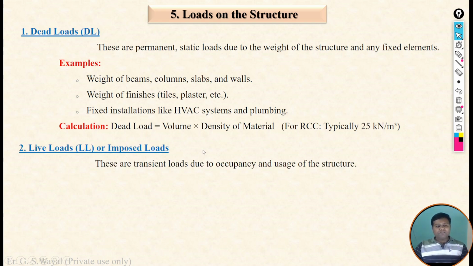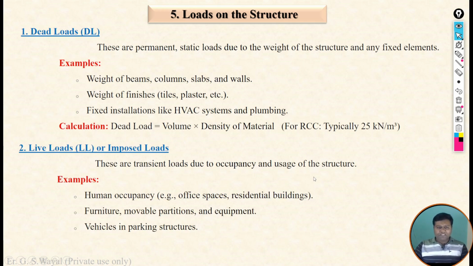The next one is the live load, which some structural engineers call an imposed load. These are transient loads due to the occupancy and uses of the structure. Live load can change as per the purpose of our building, for human occupancies like office spaces and residential buildings. Live load totally depends on what purpose we are using the building for. If it is a residential building, live load is less as compared to offices, and if it is a commercial building, then the live load will be increased. In the codal provisions, the live load is given as per the purpose of our building and of the floor.